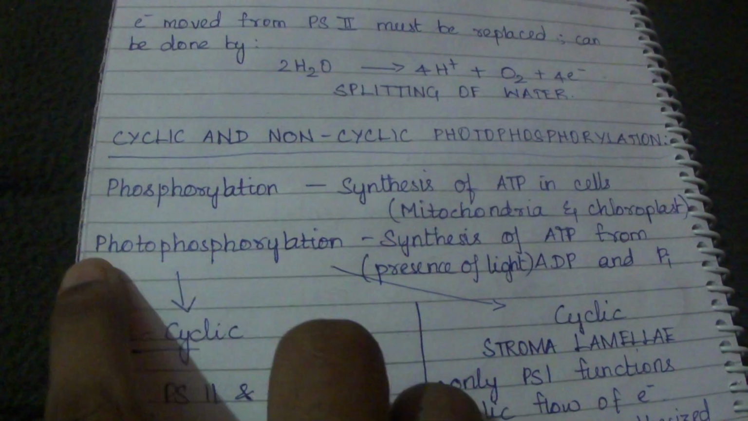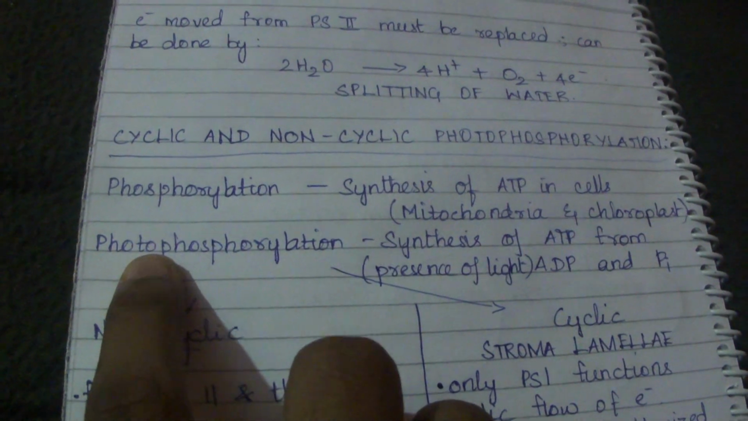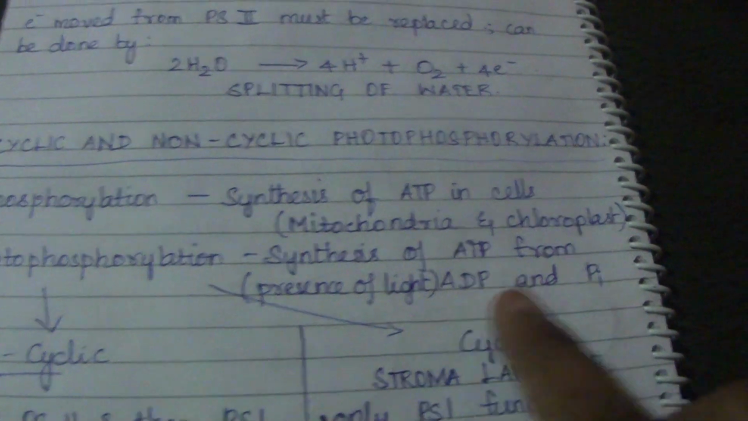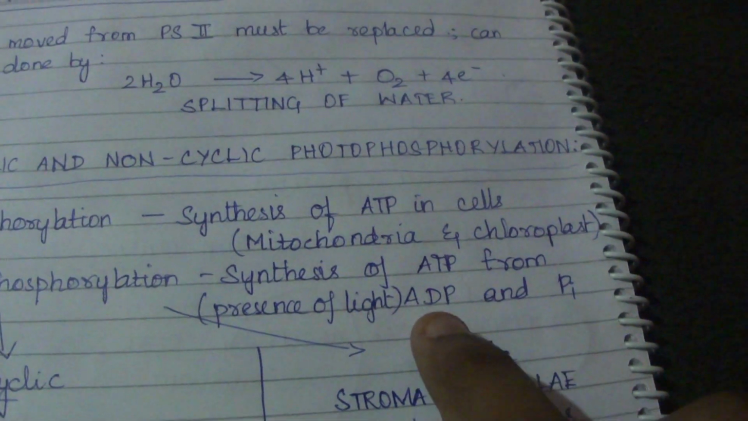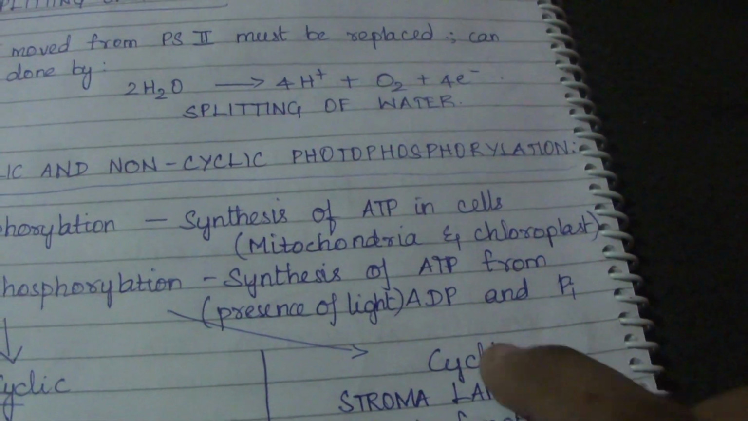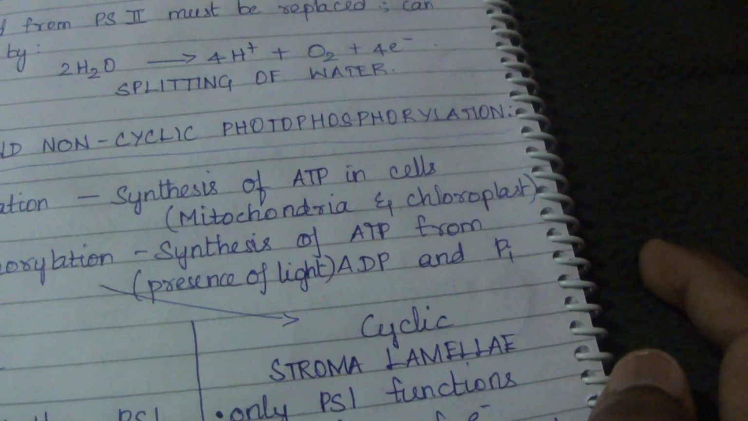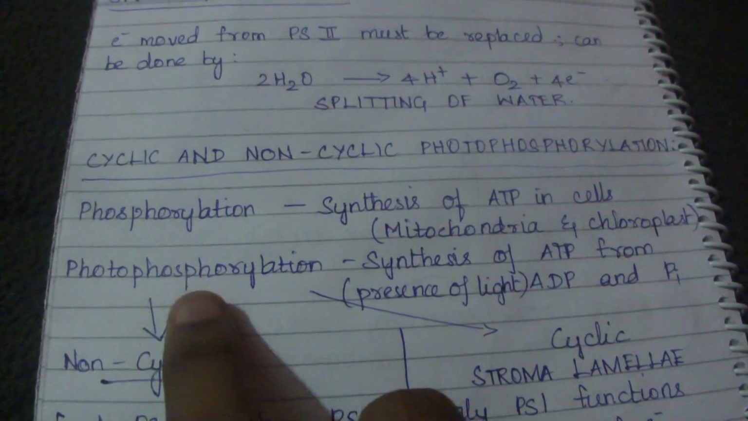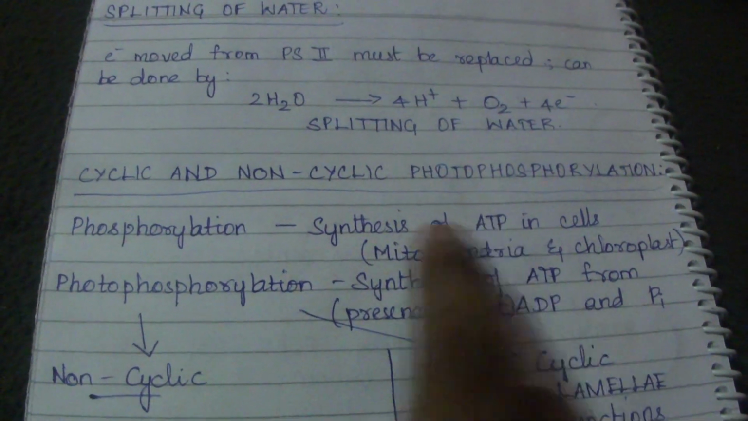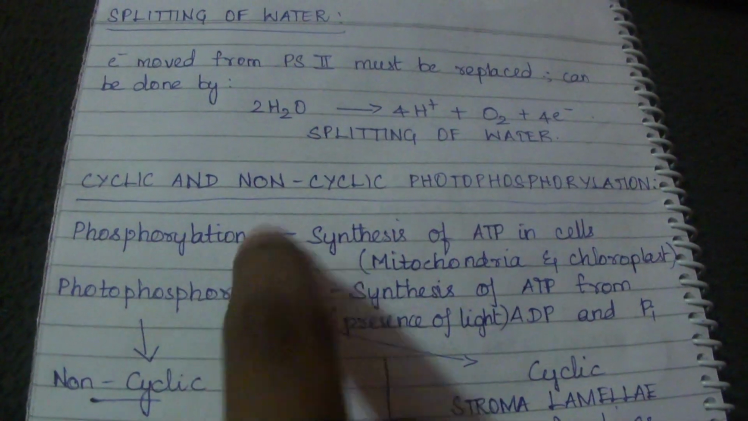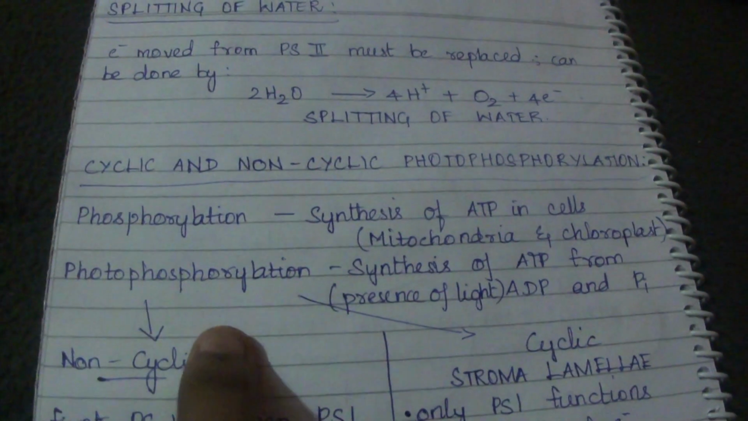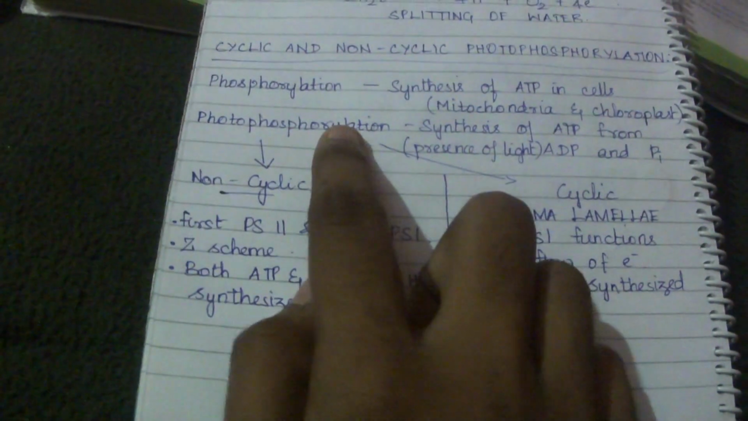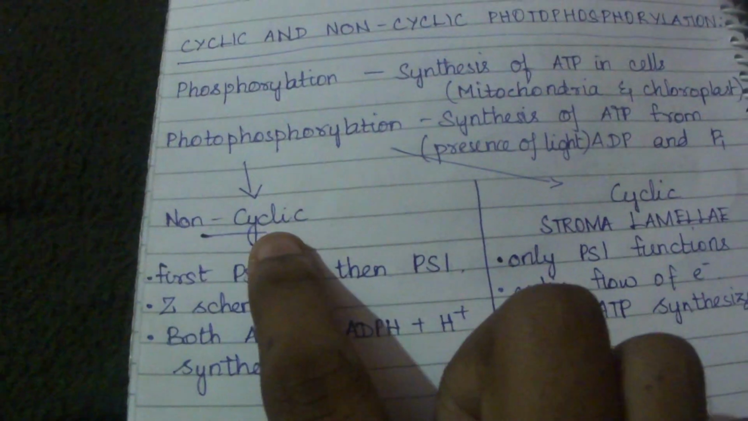What is photo? Wherever photo comes, you can link it with light. So photophosphorylation is nothing but synthesis of ATP from ADP and phosphate. That is, ADP, adenosine diphosphate, plus an inorganic phosphate molecule gives you adenosine triphosphate, ATP. That synthesis in the presence of light is known as photophosphorylation. This photophosphorylation is of two types, non-cyclic and cyclic.